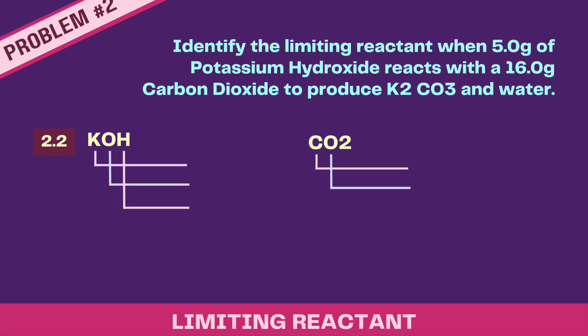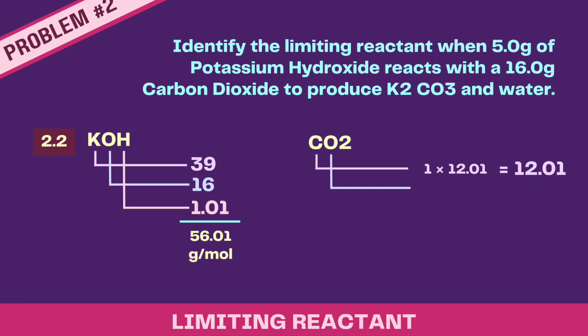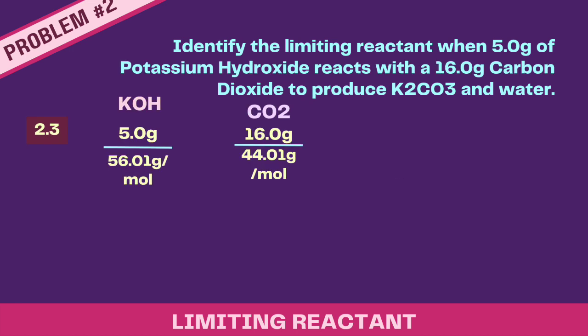Next, converting reactants into moles. Since K, O, and H have subscripts of 1, we just have to write down and combine their molar masses, resulting to 56.01 grams per mole. For CO2, 1 times 12.01 equals 12.01. Then oxygen subscript of 2 times its molar mass 16 equals 32. Combine them, resulting to 44.01 grams per mole. Always remember that on the left, we have KOH and on the right, we have CO2.